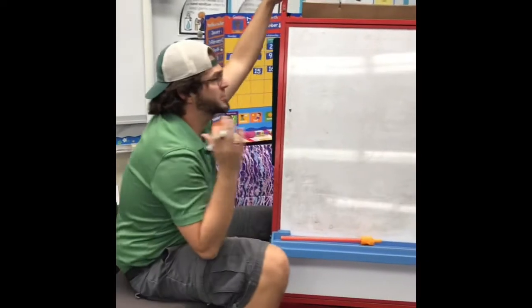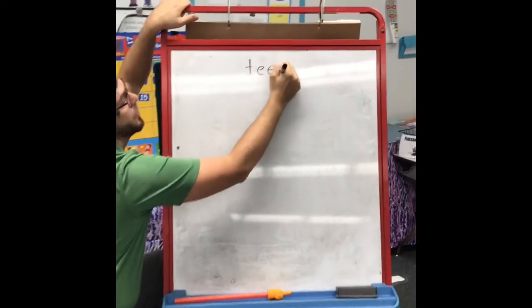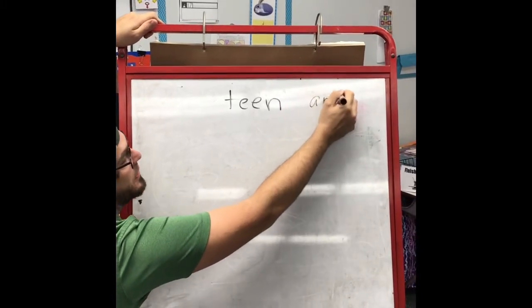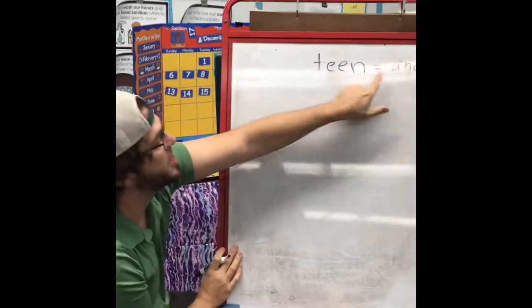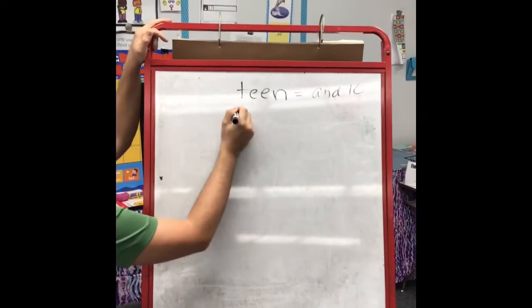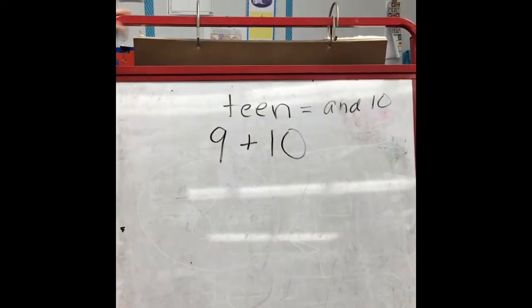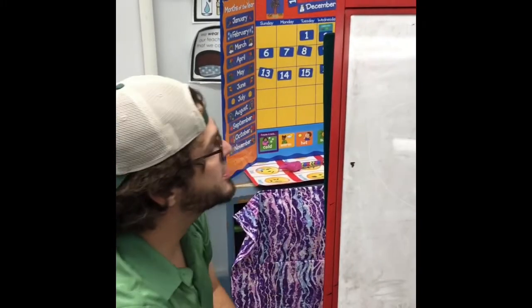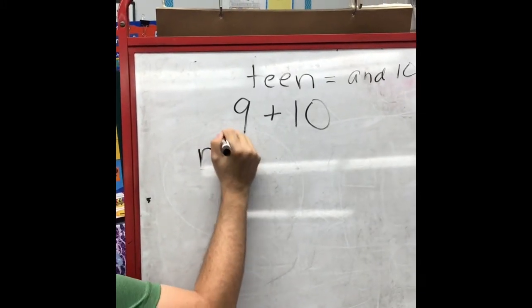So today I'm going to show you how to spell these words. I'm going to remind you that the word part teen that we're adding to our words means "and 10." So when I say teen, I'm actually just saying a number and 10. So today we are looking at 19. So 19 is 9 and 10, or 9 plus 10 for any of you that have been working on your addition stuff. It's 9 plus 10.